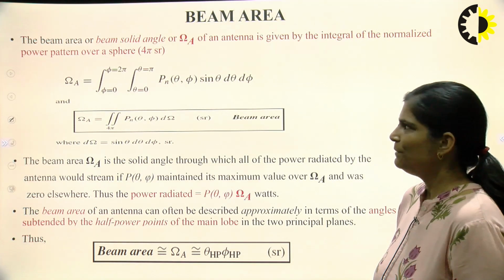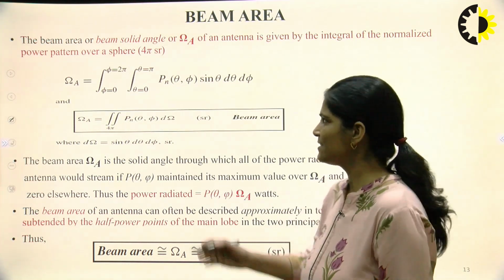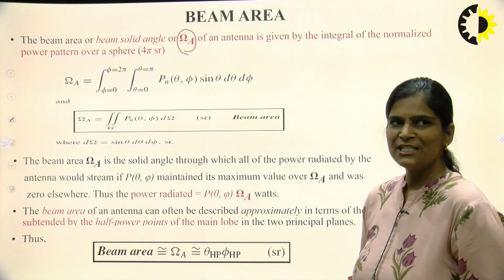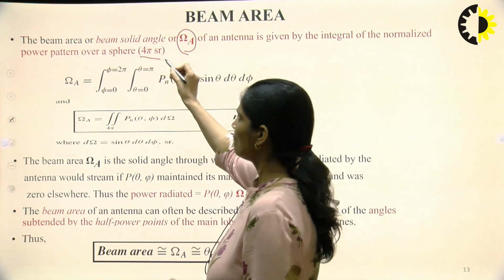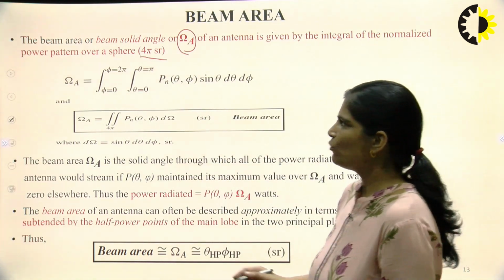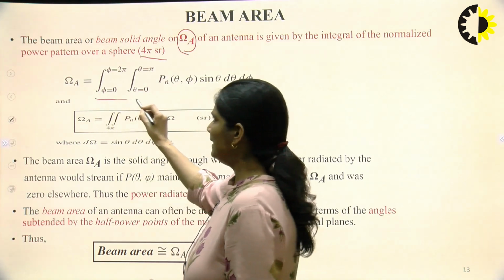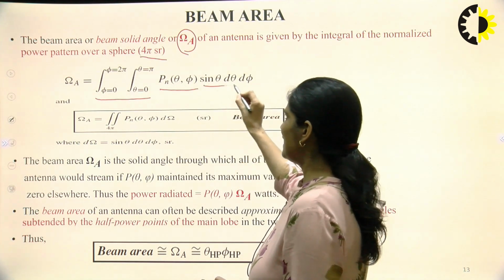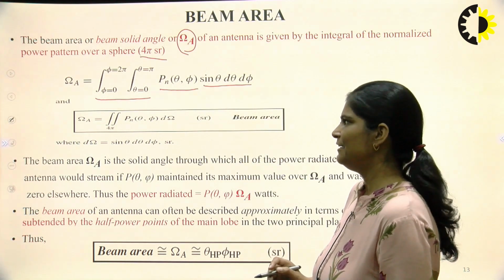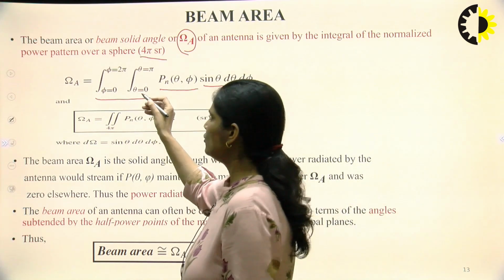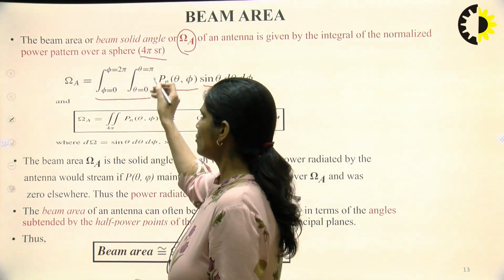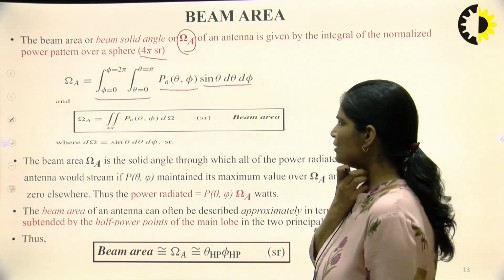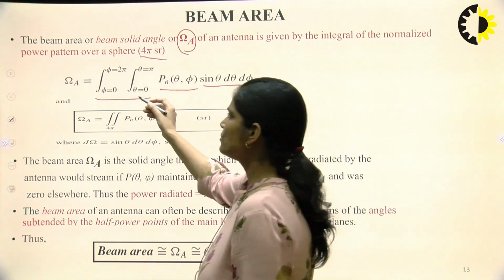Now beam area. Beam area, or beam solid angle, is represented as omega A of an antenna, and is given by the integral of the normalized power pattern over a sphere of 4 pi steradian. Now how do we find the beam area? In the integration, you have to write the normalized power in terms of theta and phi, times sine theta d theta d phi. Here you have to take the limits for theta and phi: theta values are 0 to pi and phi values are 0 to 2 pi. As in the previous figure, we can write down the values of theta and phi.